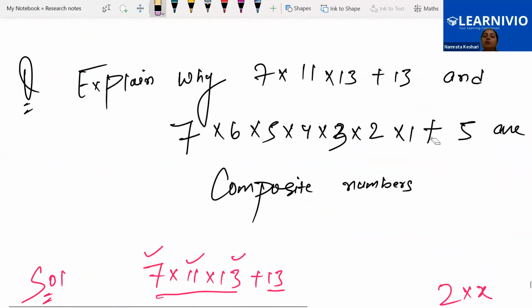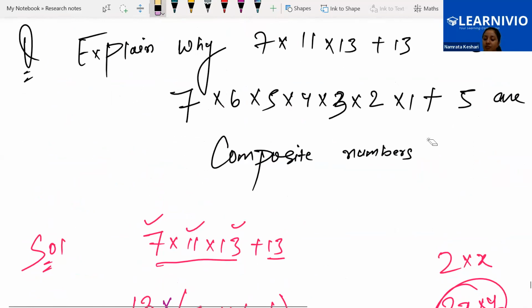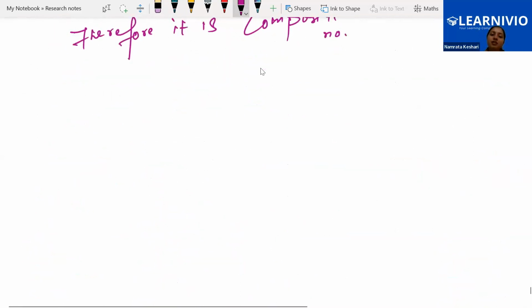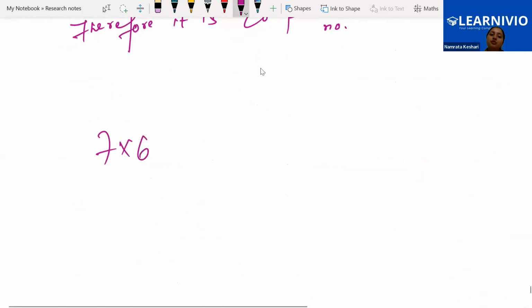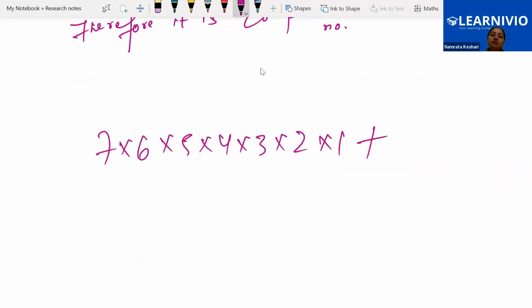Similarly, we have one more expression over here, and we have to show whether it is composite. We have to explain why it is also a composite number. So we have 7 into 6 into 5 into 4 into 3 into 2 into 1 plus 5.